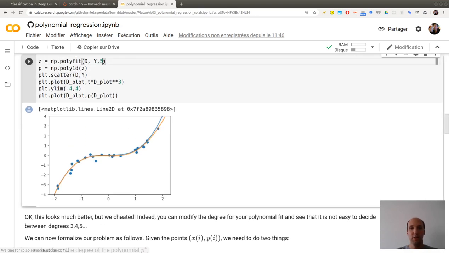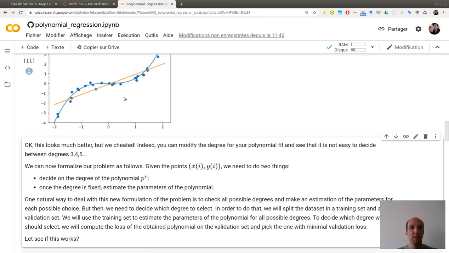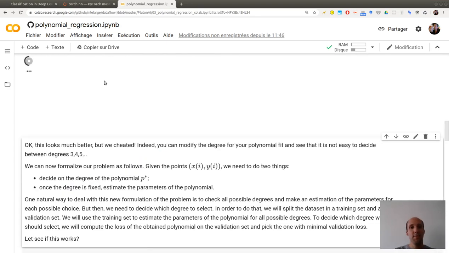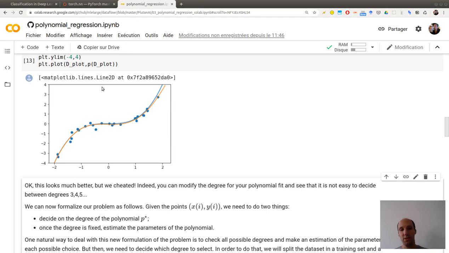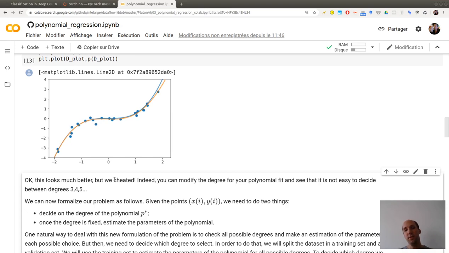So all this looks good. But if I'm taking a degree 2, okay, this is not good. The quadratic function is not a good fit. Okay, if I'm taking degree 1, a line is not a good fit either. But you see that between degree 3 and degree 5, it's not very easy to decide which one is the best. So now you have a new task, which is first you need to decide what is the degree of the polynomial you want to estimate. And second, once this degree is fixed, you can try to estimate the parameters of the polynomial.